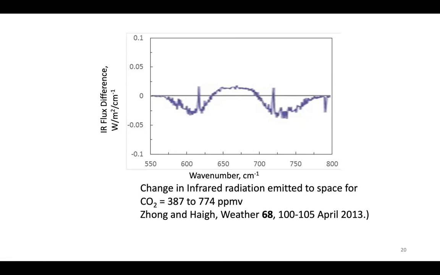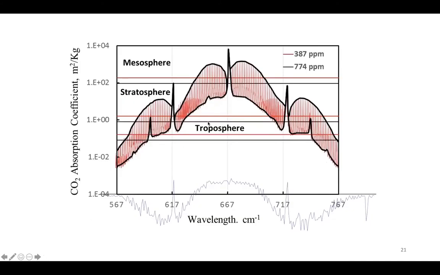I can compare this plot with the one previously shown when the lines across that are recalculated for the 387 to 774 range. What happens is that if the concentration is 387 parts per million, the red lines show where the mesosphere emission begins. If you double it to 774, those lines move down.